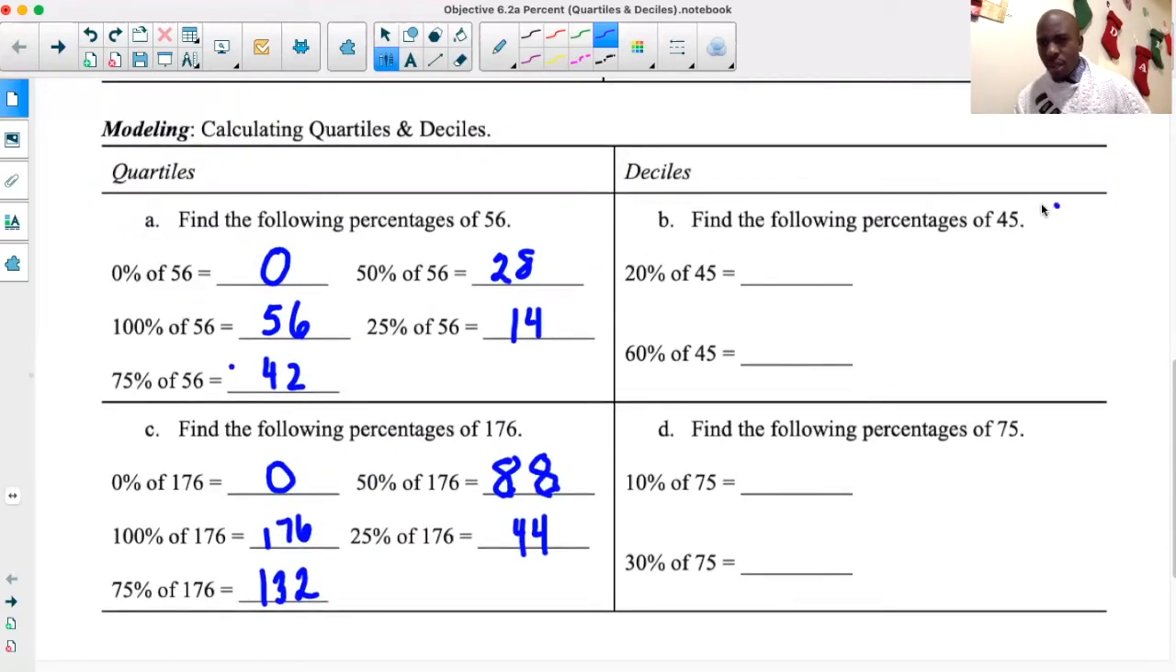Now, 10% of 45 is me saying move the decimal one space. Move the decimal one space. Give me 1 second. Hold on. Let me just close the bathroom door for my children.